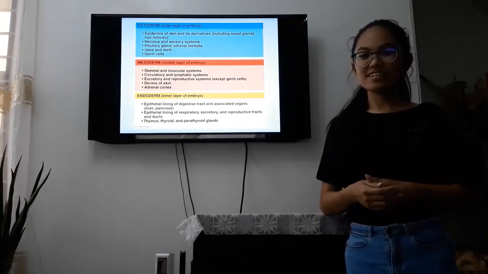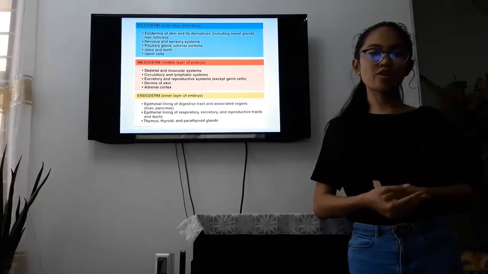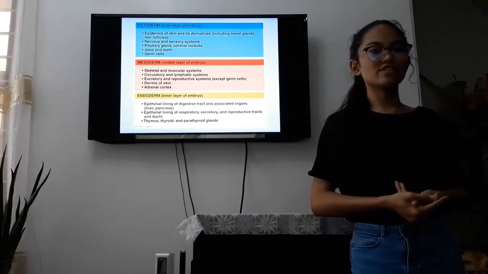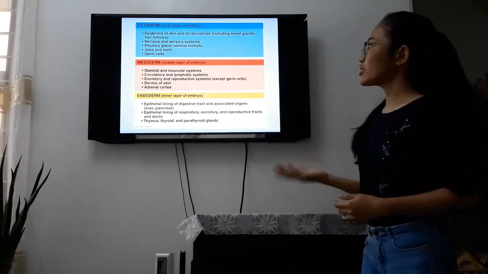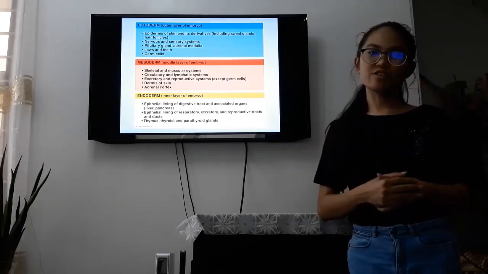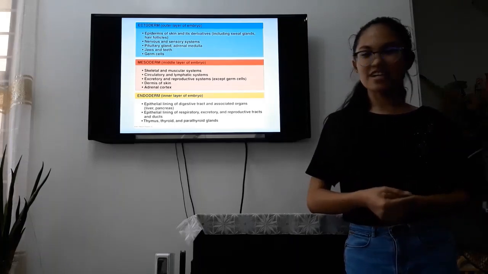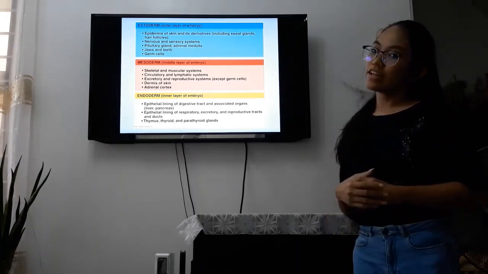As a summary, the three germ layers that are formed during the process of gastrulation are the following: the ectoderm, the mesoderm, and the endoderm. So as I mentioned earlier, the ectoderm is the outer layer of the embryo.